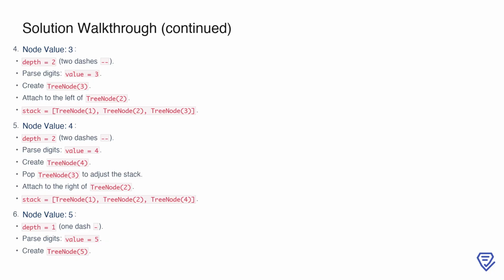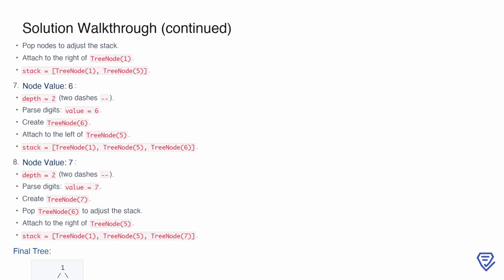We create tree node 4 and, because we need to adjust the stack to maintain the correct depth, we pop tree node 3 from the stack. This allows us to attach tree node 4 as the right child of tree node 2. The stack is then updated to include tree node 4. Moving on, the node value 5 is preceded by 1 dash, indicating a depth of 1. Parsing the digits yields the value 5, and we prepare to process this node.